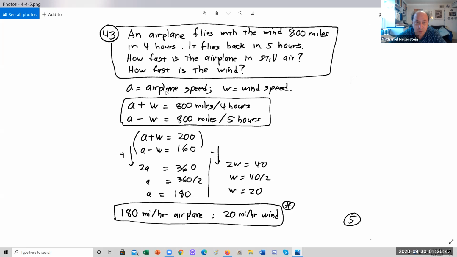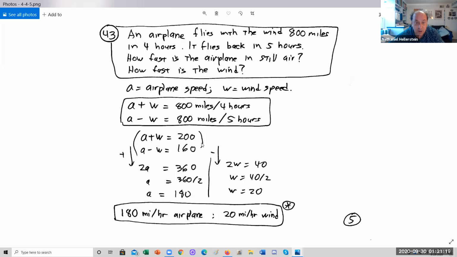Now, A is the airplane speed. W is the wind speed. When the airplane is going with the wind, their velocities add up, and it goes 800 miles in 4 hours, miles per hour. The airplane speed minus the wind speed going against the wind, it'll be somewhat slower, 800 miles divided by 5 hours. Okay, so that's 200 and that's 160. A plus W is 200, A minus W is 160. And here I'm using A and W just for mnemonics' sake. It's a convenience, that's all. And again, you could use X and Y if you wish.